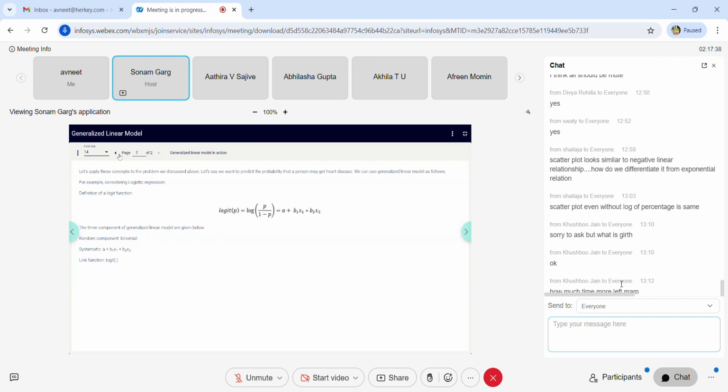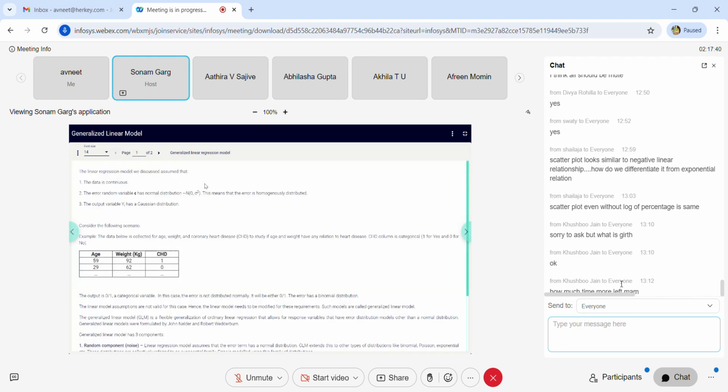Now, generalized linear model talks about what we have studied in logistic regression. See the same example coming up again. Based on age and weight, you want to predict whether the person will have a coronary heart disease or not. So it will be either 1 or 0.